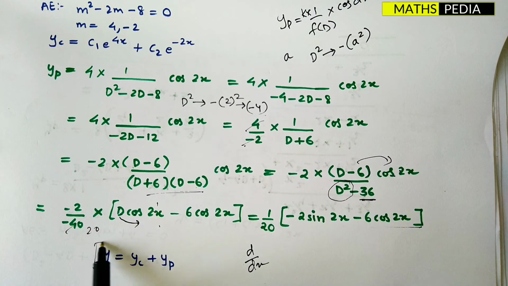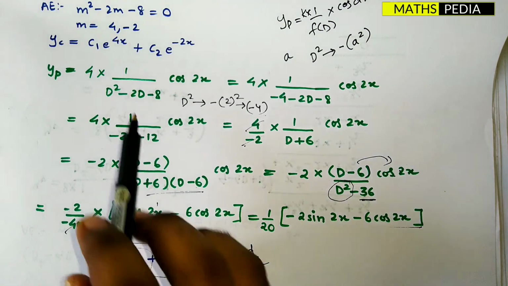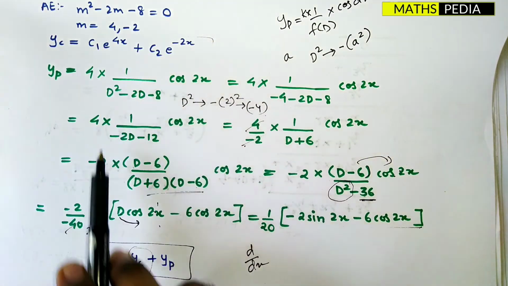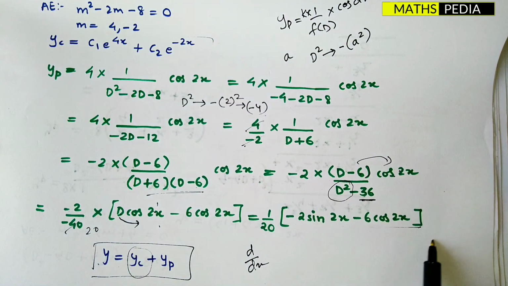Now the final solution will be y is equal to yc plus yp. Yc we have already solved, that is this part, and yp will be this whole part. So just add it up and that will be the final solution.